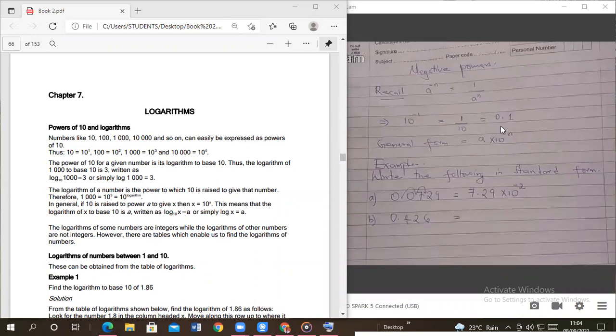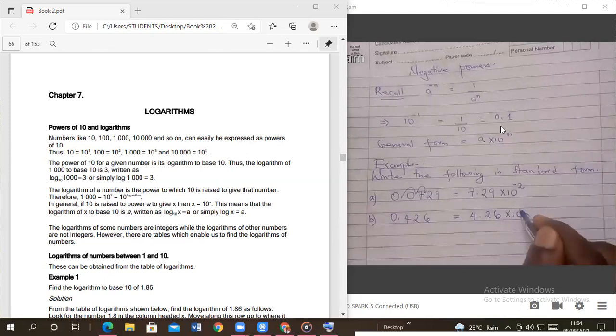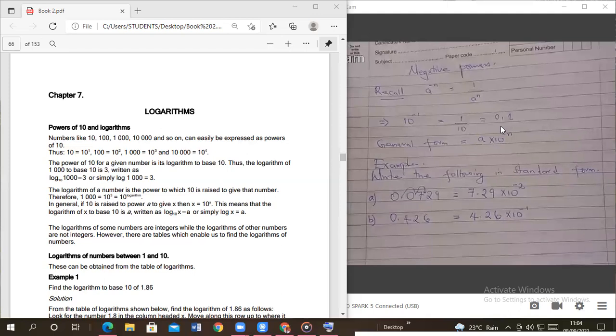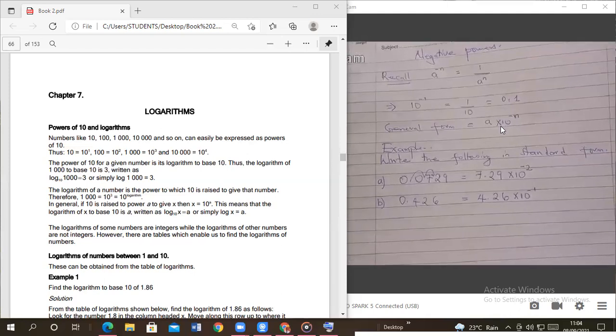Who can give us that? 4.6. 4.26 times 10 to the power negative 1. Negative 1, because we moved one step, right? Yes. You people, you are good.